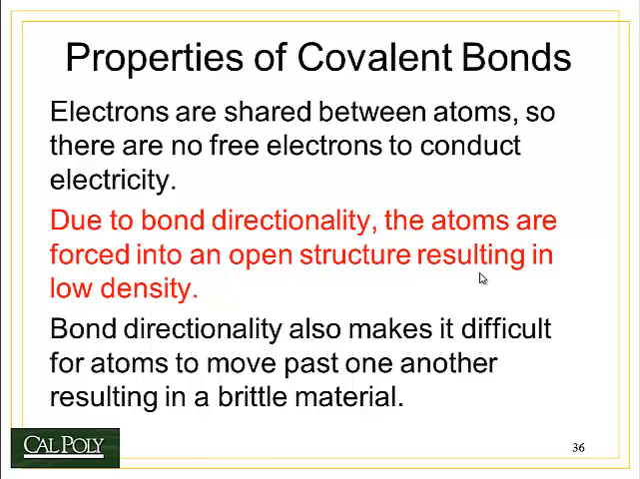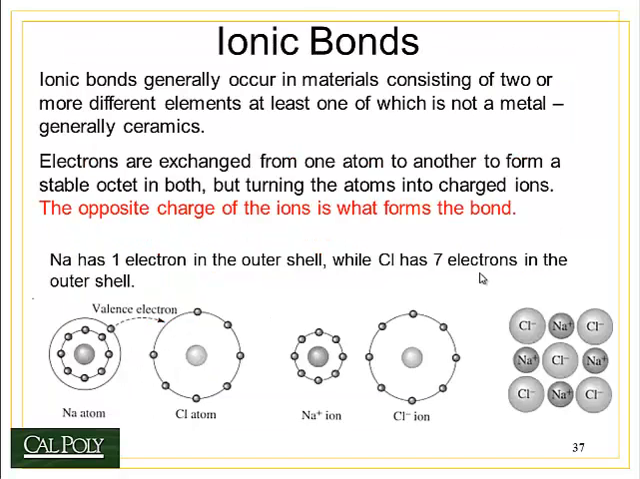In addition to that, the electrons are shared between the atoms, so there are no free electrons available to conduct electricity. The result is that covalently bonded materials like diamond have low conductivity compared to metals. Also due to bond directionality, the atoms are forced into an open structure resulting in very low density. You can't pack the atoms together very tightly when they're forced to be spread out as much as possible. And as we said before, bond directionality makes it difficult for atoms to move past one another, resulting in a brittle material.